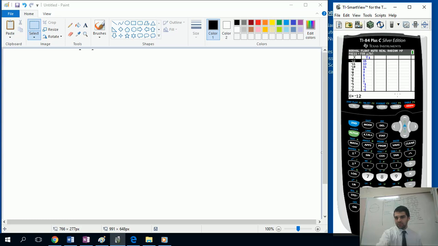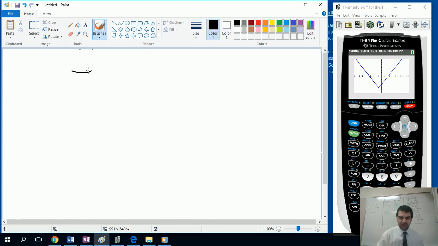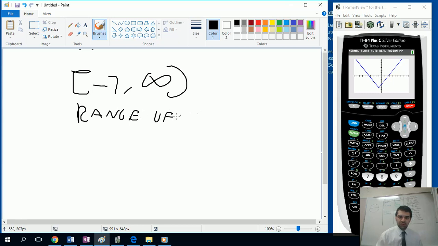So going back to the graph, sorry, if I wrote 7 to infinity, that was wrong. It's negative 7 to infinity. That's going to be our range of f of x. All right, and that was 2b.